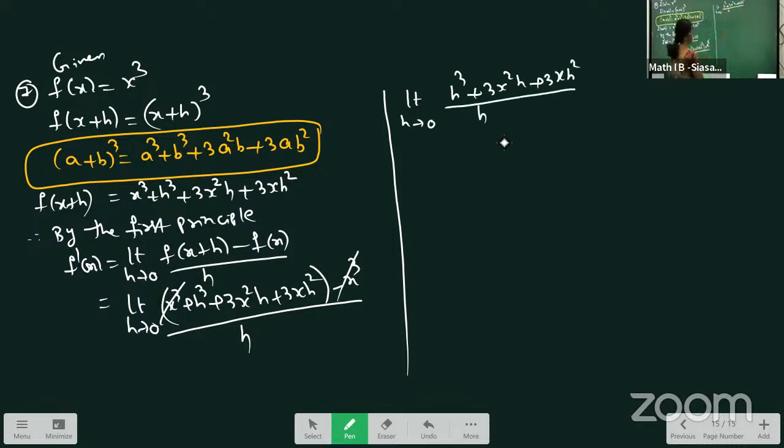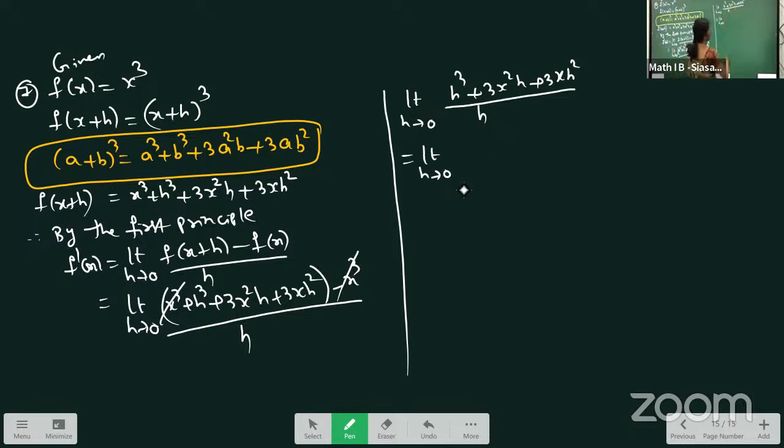Generally, whatever the expression, after simplification we will substitute 0 wherever h is there. If we substitute h equals 0, we will get 0 by 0 form. So it is an indeterminate form. For a limit, we are not supposed to get that. Try to simplify. So what is the simplification step?